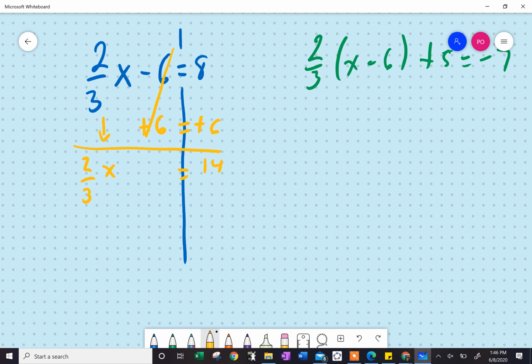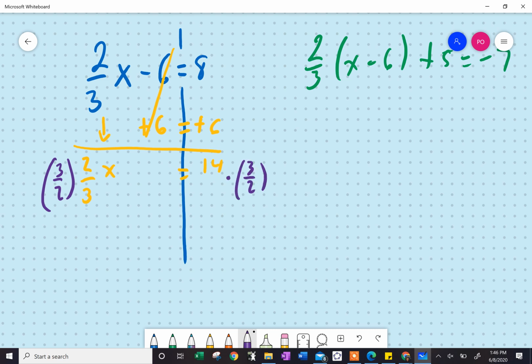Now, a lot of people will multiply or divide by 2/3. And that's perfectly fine. Divide by 2/3, divide by 2/3. However, I don't know what 14 divided by 2/3 is. So I'm doing my alternative method. If you want, you're more than welcome to divide by 2/3. Since I don't know what that is, I'm going to multiply by the reciprocal.